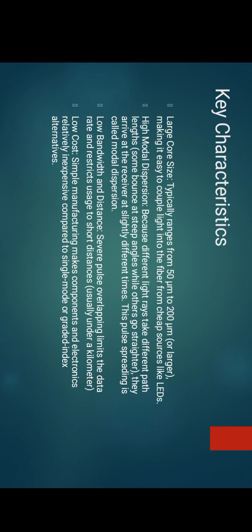Second one, high modal dispersion. Because different light rays take different path lengths, they arrive at the receiver at slightly different times. This pulse spreading is called modal dispersion. Third one, low bandwidth and distance. Severe pulse overlapping limits the data rate and restricts usage to short distances. Fourth one, low cost. Simple manufacturing makes components and electronics relatively inexpensive compared to single mode or graded index alternatives.